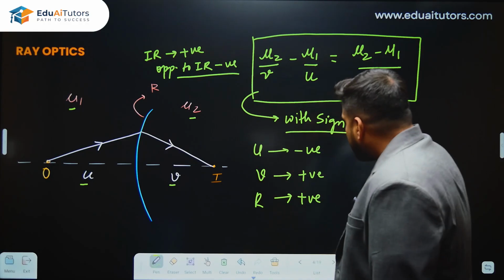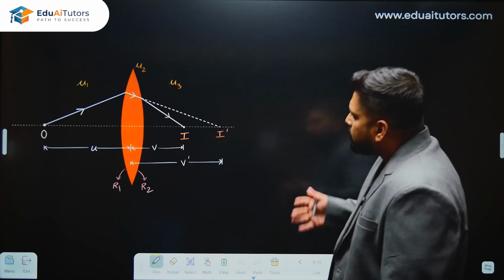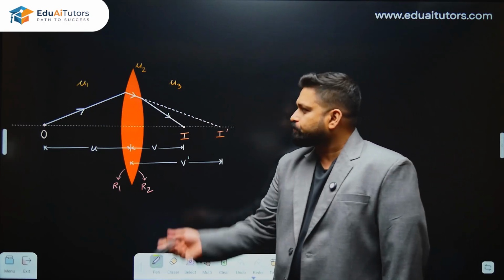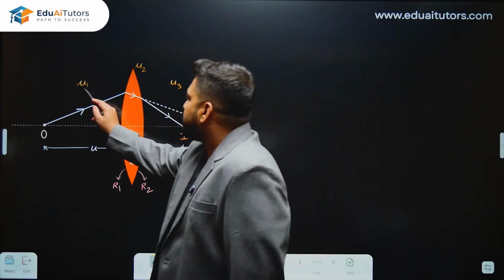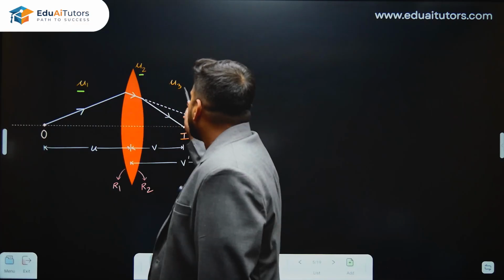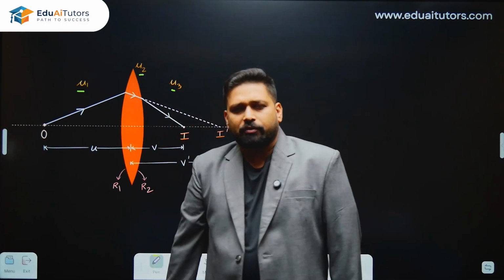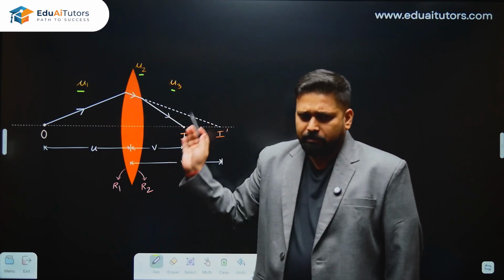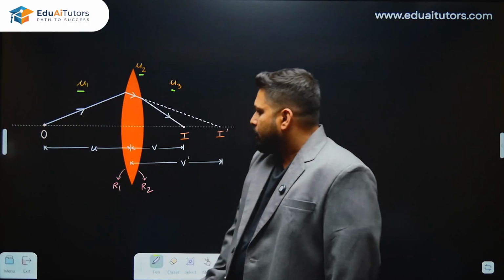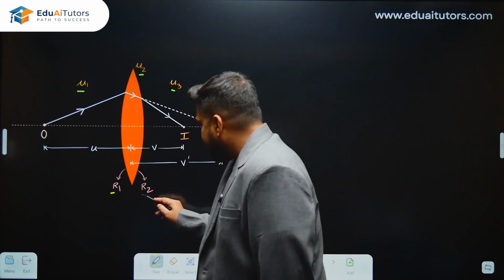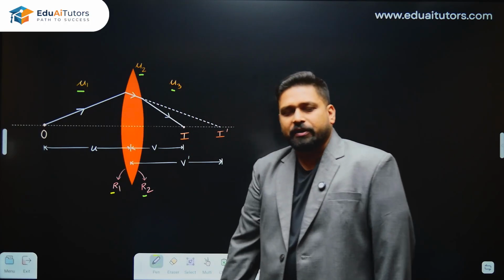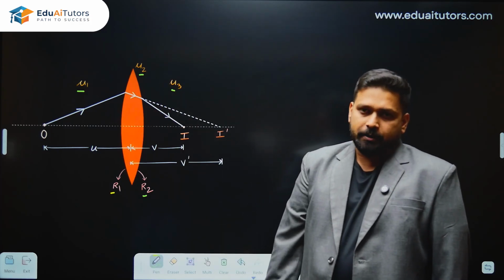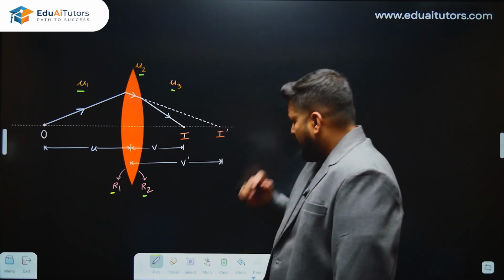Okay. With this much understanding, let's go ahead and build further understanding. Now, this is a slightly more complicated case. Why? Because I have taken three mediums. This is medium 1, this is medium 2, this is medium 3. Generally, when you solve a question, you will see that most of the time across the lens, the mediums are the same. But I have taken different mediums. Also, the radii of curvature of the first surface and the second surface are different. All right. So, how do we work this out?